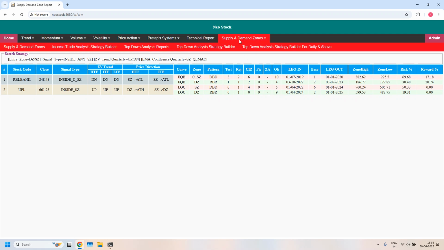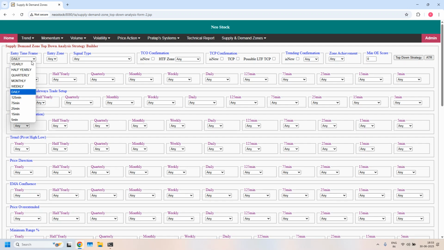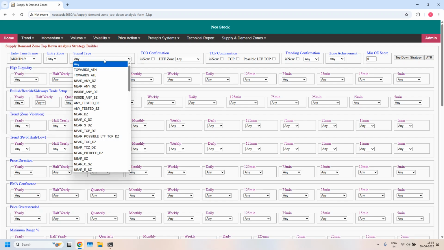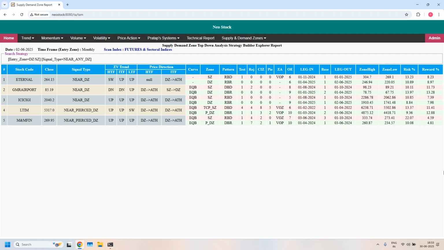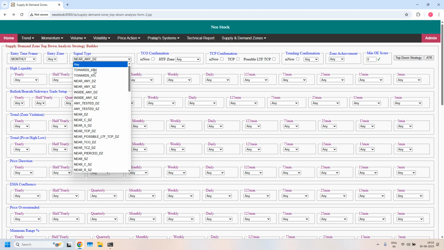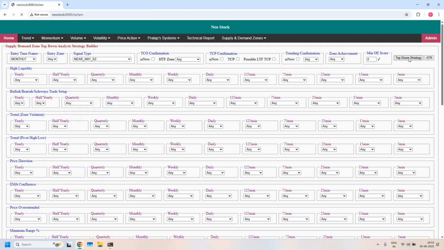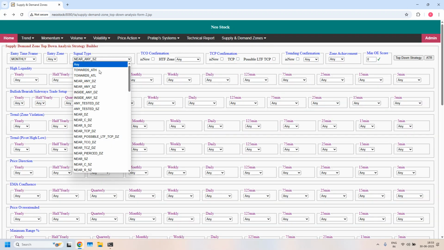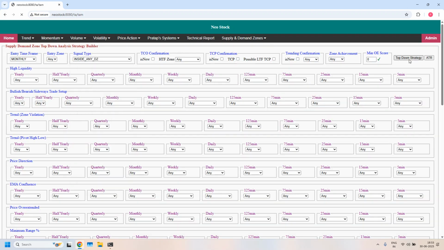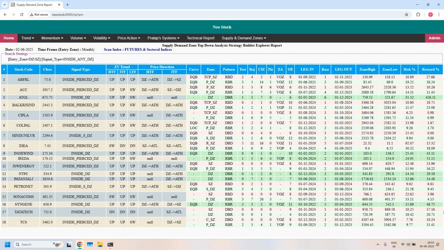Okay, next time frame is monthly. Stocks near monthly demand zone, we got 5 stocks. Next, stocks near to the monthly supply zone, we got 4 stocks. Next, price closed inside the monthly demand zone, we got 18 stocks.